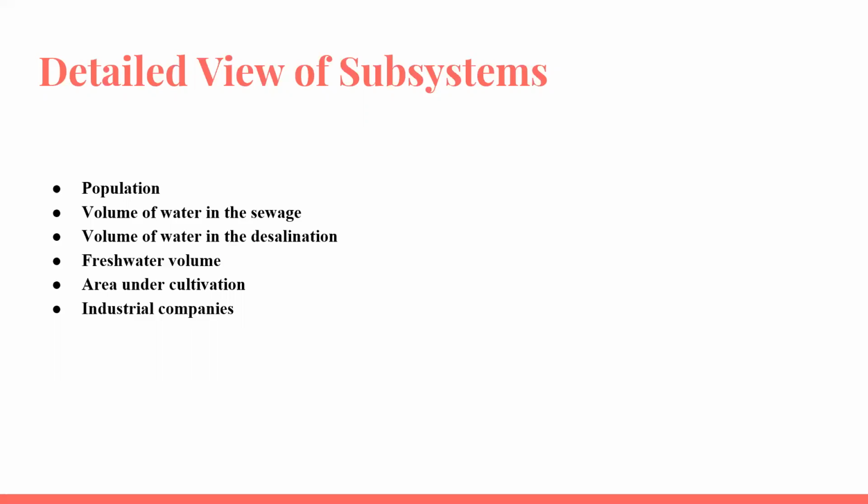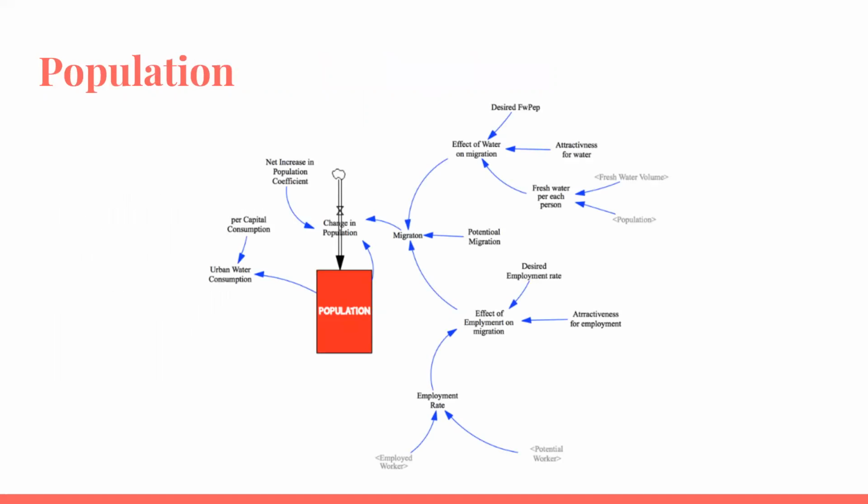And the last one is industrial companies. So you can see here, we have one stock for population. It has one rate variable, which is determined by net increase in population coefficient and migration. Two effects will determine our migration here: the effect of water on migration and the effect of employment on migration.